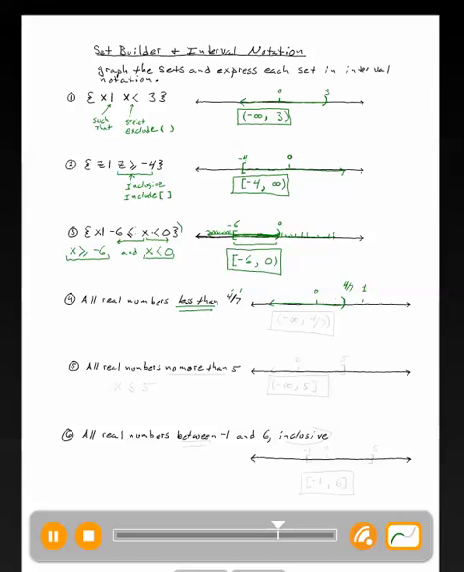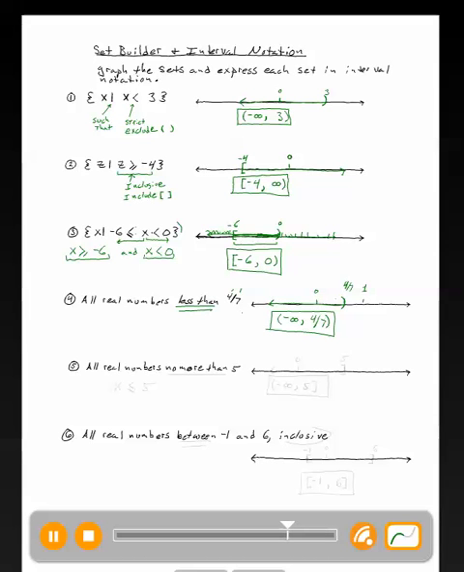Alright, so now that I have my graph, I can write my interval notation. Starting at the left, this arrow is going all the way to the left, so that's -infinity. And it goes up to, but does not include, 4/7. So there's my interval notation.